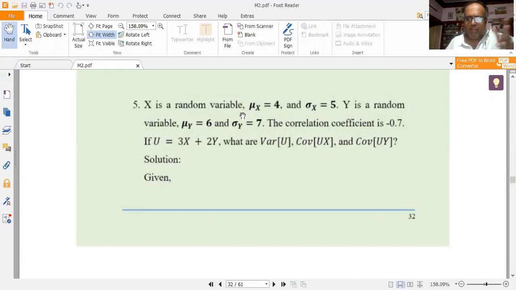The random variable capital X has a mean of 4 and a standard deviation of 5. The random variable capital Y has a mean of 6 and standard deviation of 7. The correlation coefficient between them, rho xy, is given by minus 0.7. He has defined another new random variable, namely u is equal to 3x plus 2y. So what is the variance of u? What is the covariance of u and x? And what is the covariance of u and y? So COV of ux and COV of uy I have to find, apart from the variance of u, that is sigma u square.